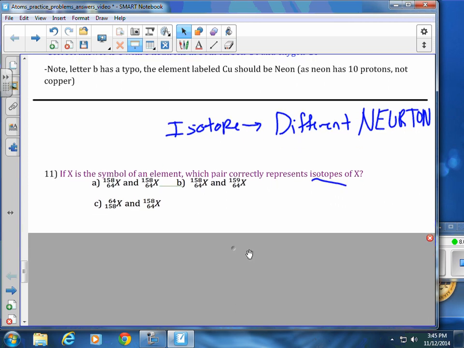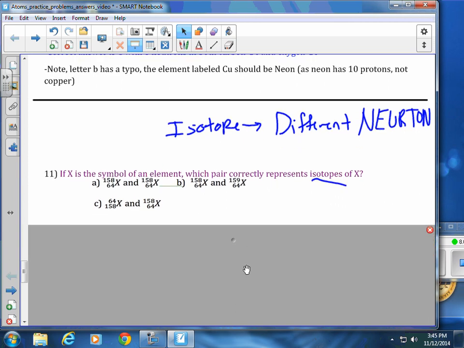And so thinking of it like that, I'm starting with the same element. The atomic number isn't going to change. My number of protons isn't going to change. But the top number, my mass number, will change because my mass is getting heavier or lighter as I lose or gain neutrons. So looking at this, these are both the exact same element, so this is the same element twice. It can't be that answer.